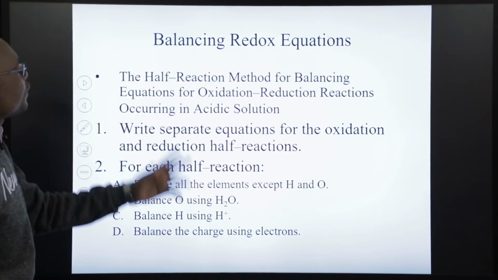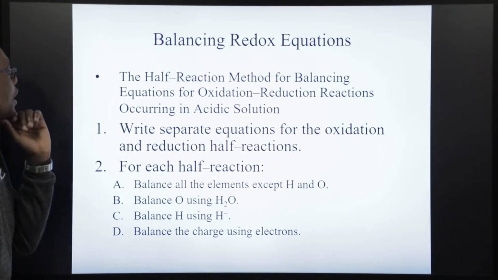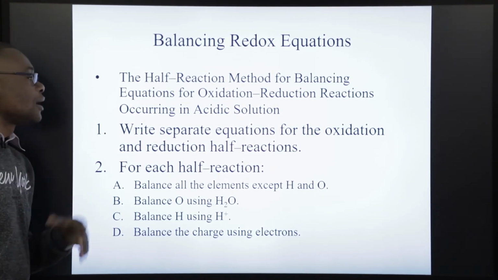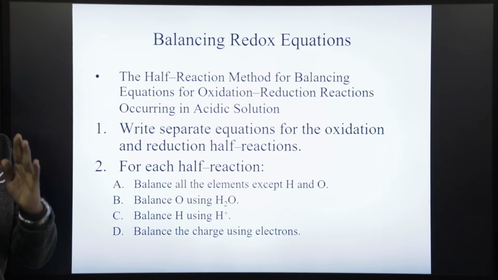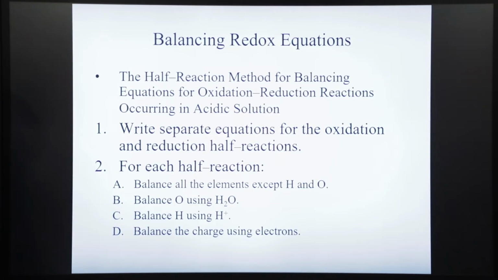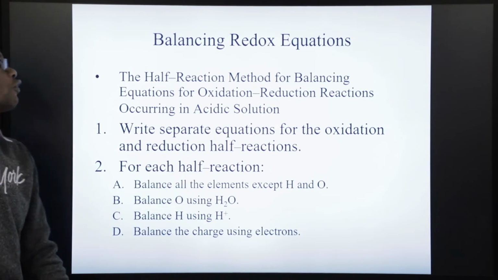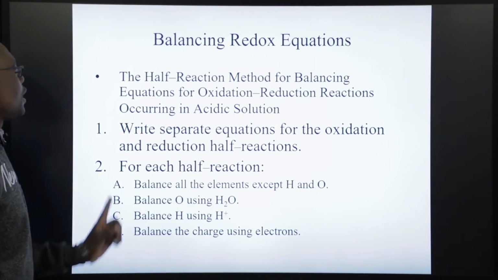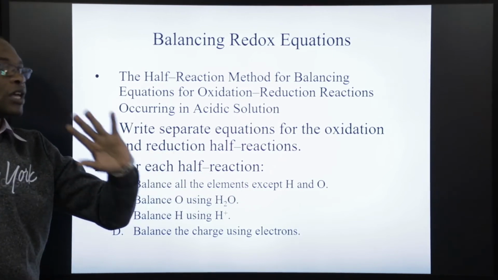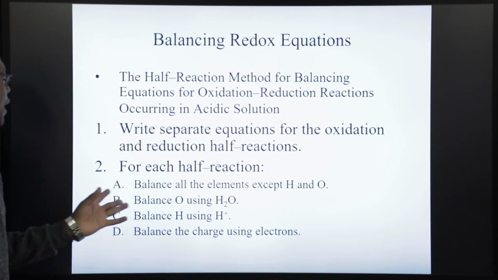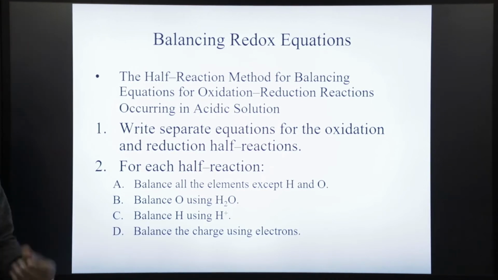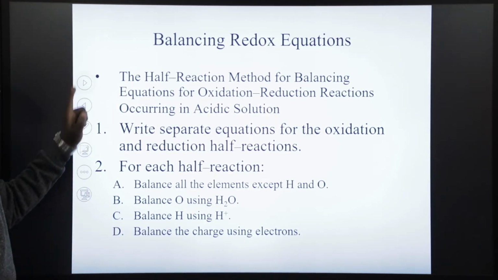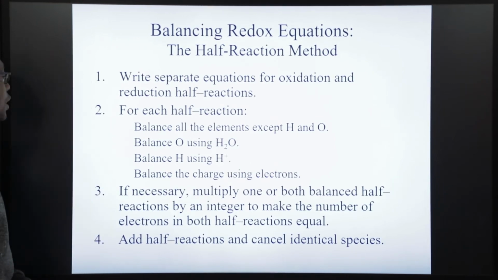Okay. So the half reaction method for balancing equations for oxidation reactions also occurs here in an acidic solution. That's why I was emphasizing the role of H plus ions in this reaction. You write separate equations for the oxidation and reduction half reactions, and for each half reaction you balance all the elements except hydrogen and oxygen, balance oxygen using water, balance the hydrogen using H plus, and then balance the charges using electrons. That's very simple and straightforward, and I expect you to know how to carry out that.